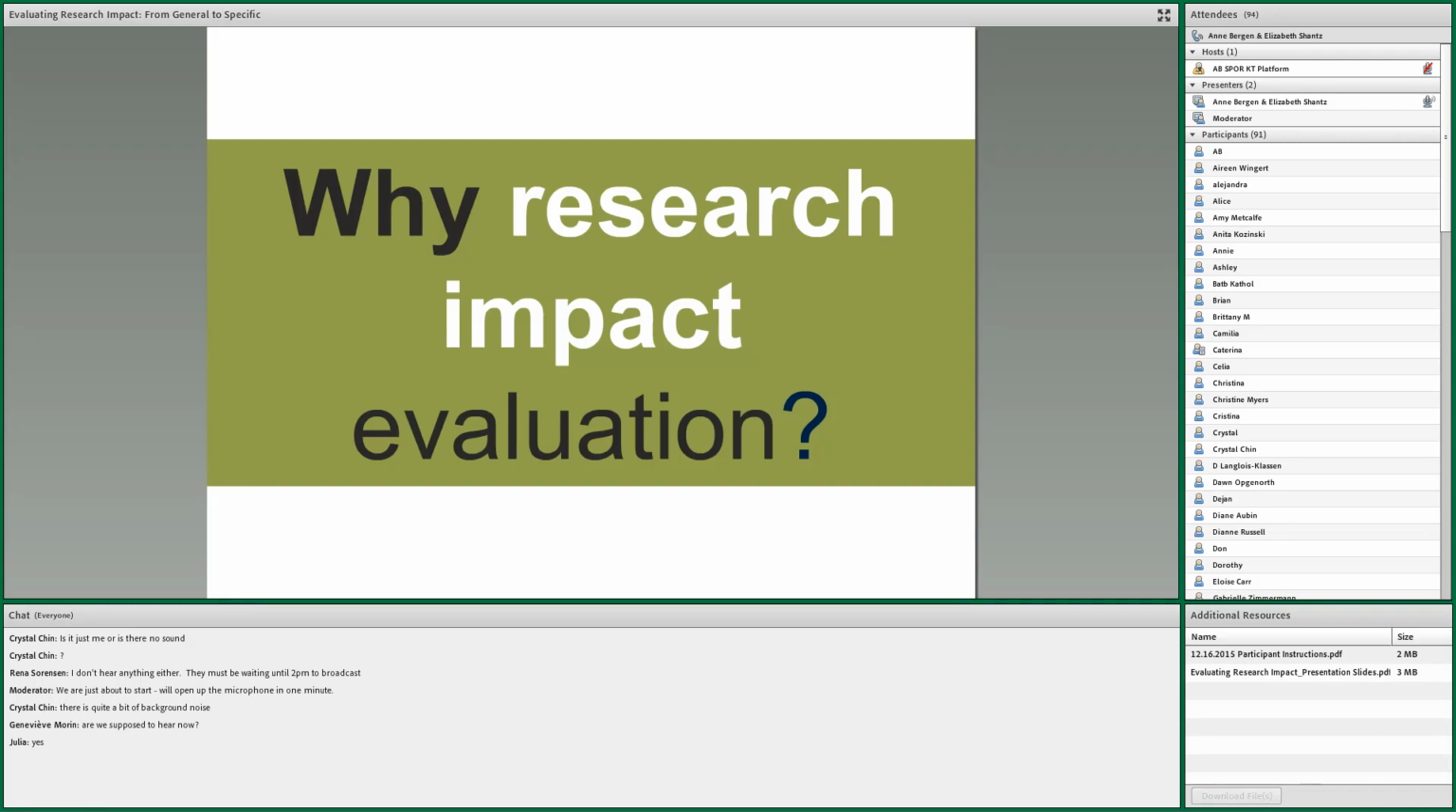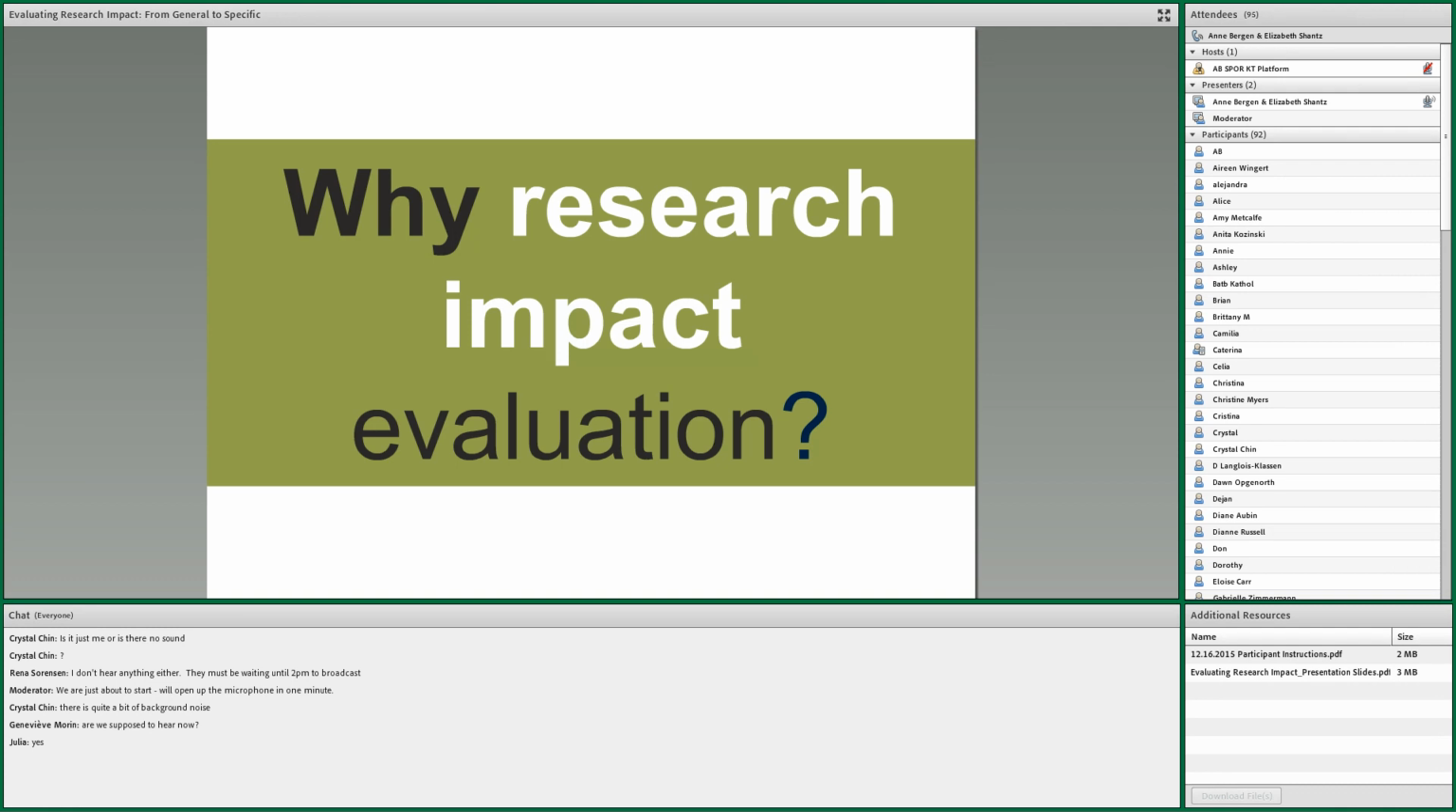Why research impact evaluation? I think there's a lot of good answers to this question, but for many people, the reason that you're evaluating research impact is that somebody has asked you to do so. It could be an accountability question. It could be that your funder wants to know about the impact of research, or you are a funder. You fund research, you carry out research, and you want to know which of your research projects and programs are most impactful.